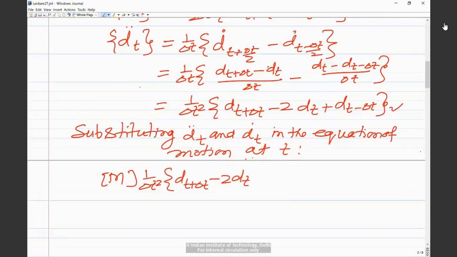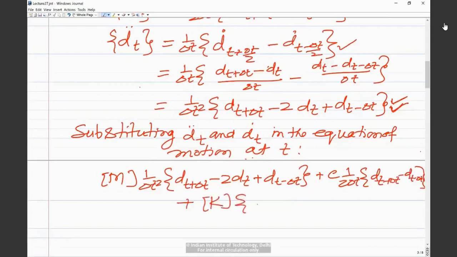So basically in the central difference, the second derivative is written the way it is written here. Just to show you how we get this, I have written this step. Now when you put the values, you get d at t minus delta t with m, and then we have c and 1 upon 2 delta t, and then d at t plus delta t minus d at t minus delta t. And then of course we'll have this k term, so k into d at t is equal to f at t.